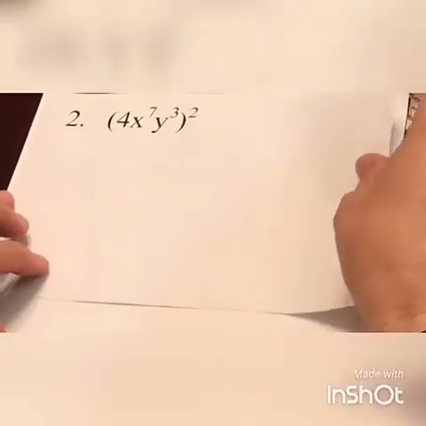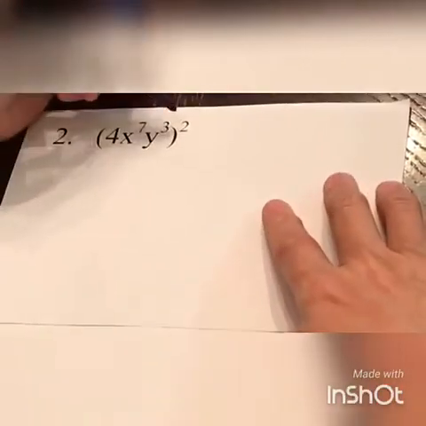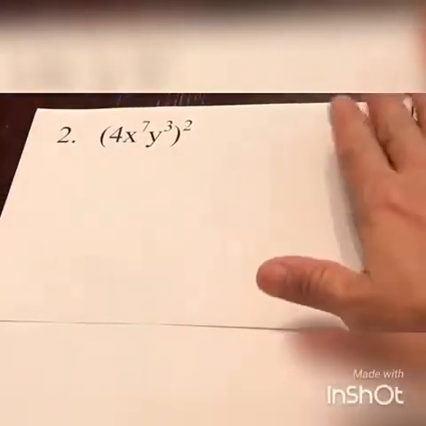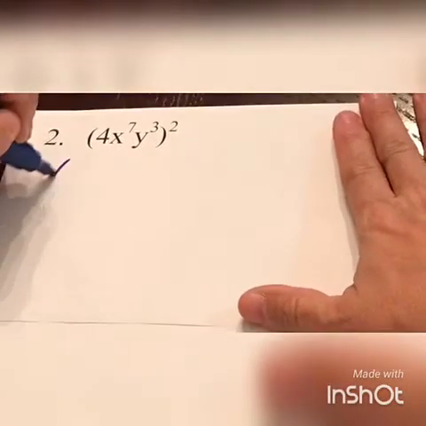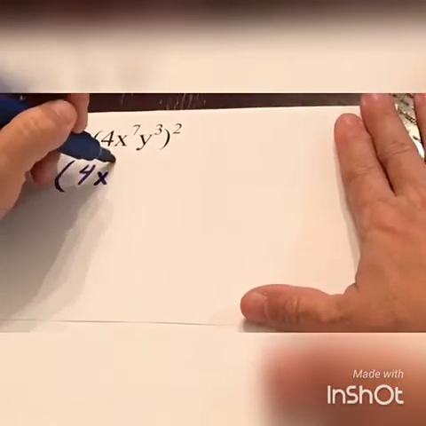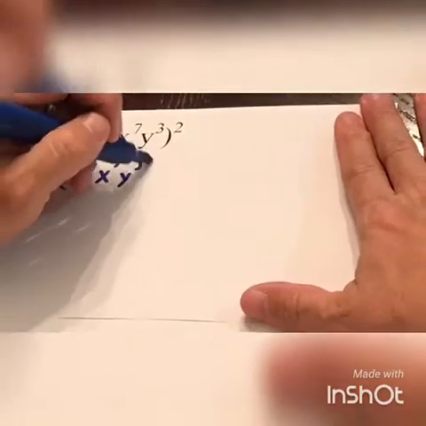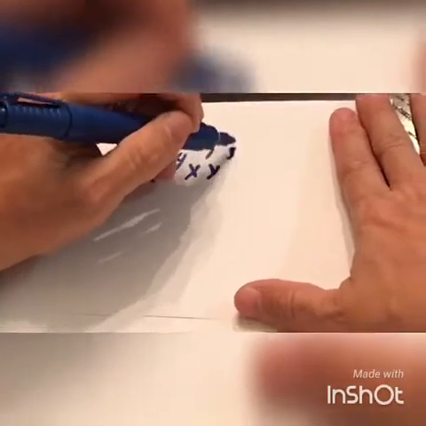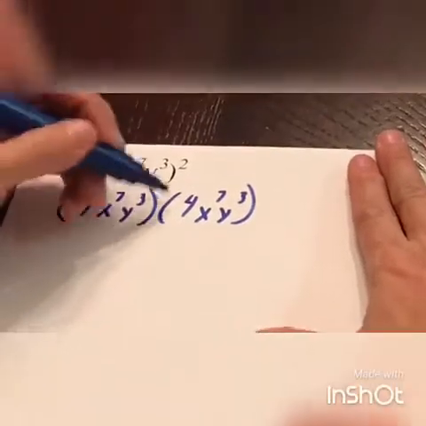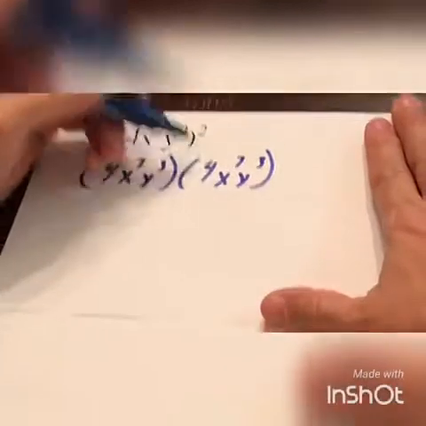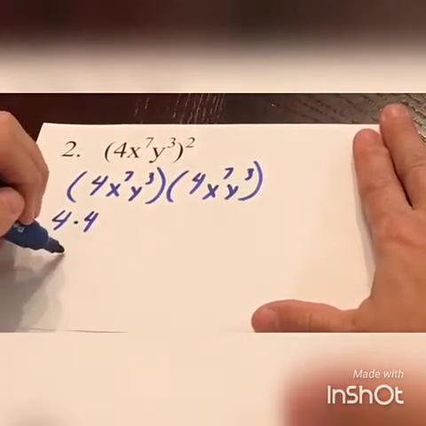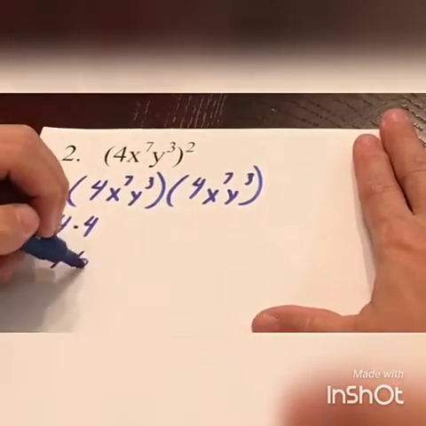Let's now look at number 2. No different. The exponent of 2 behind the parentheses will tell us to write that parentheses out 2 times. 4 x to the 7th, y to the 3rd. Multiplication problem now. 4 times 4 equals 16.